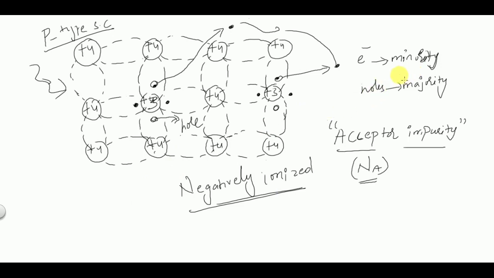So majority and minority carriers are reversed, and the impurity is called an acceptor impurity, and the impurity atom is getting negatively ionized in the case of P-type semiconductor. The remaining concepts are similar for both N-type and P-type semiconductors. So next we will discuss two very important points.